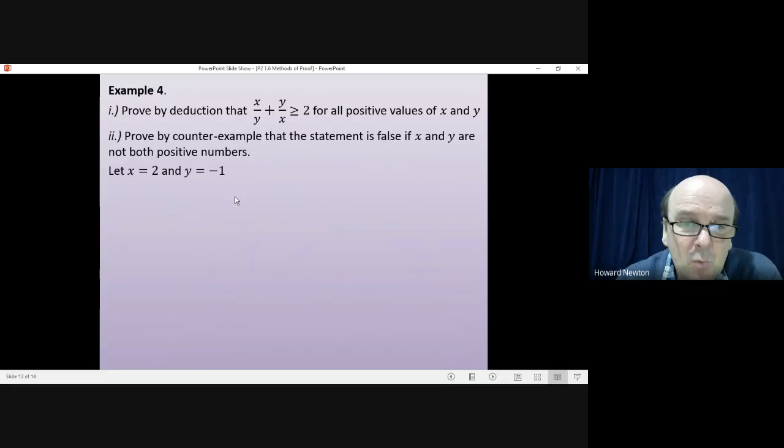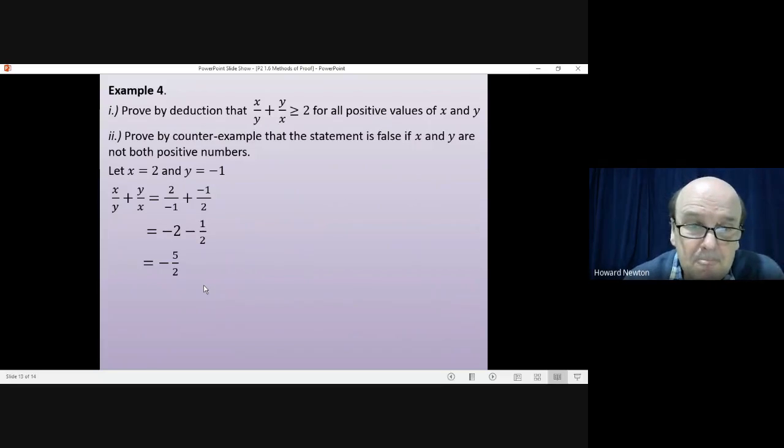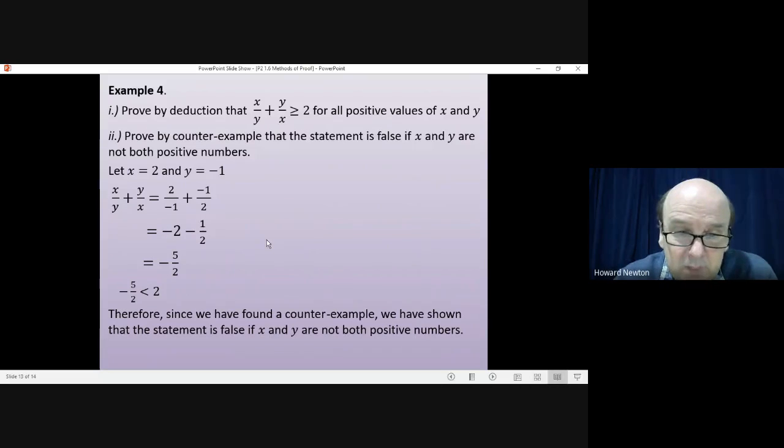If x is 2 and y is minus 1, then x over y plus y over x is equal to 2 over minus 1 plus minus 1 over 2, which is minus 2, take away a half, which is minus 5 over 2. Now, minus 5 over 2 is less than 2. It's not greater than or equal to 2. Therefore, since we found a counterexample, we have shown that the statement is false if x and y are not both positive numbers.